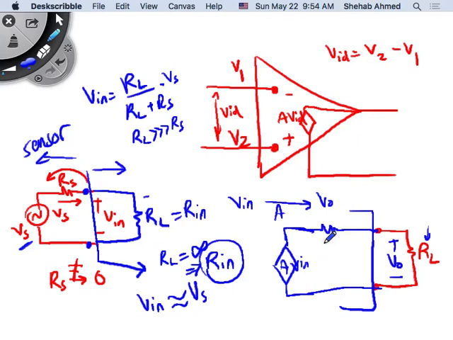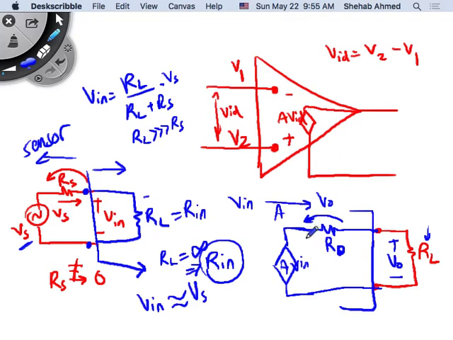So what would I like? This is called the output impedance for my op-amp. What would I like my output impedance to be? I would like to make sure that V output is equal to A times V input. For that to happen, it means there's no voltage drop across this resistor. So if there's no voltage drop across this resistor, I can satisfy it in two ways.